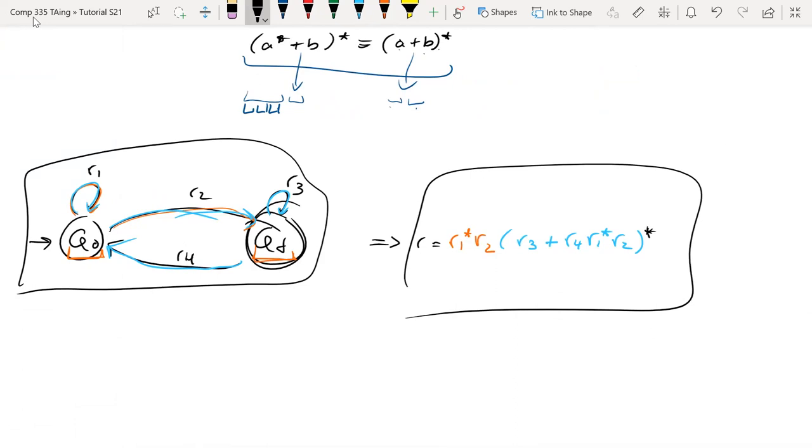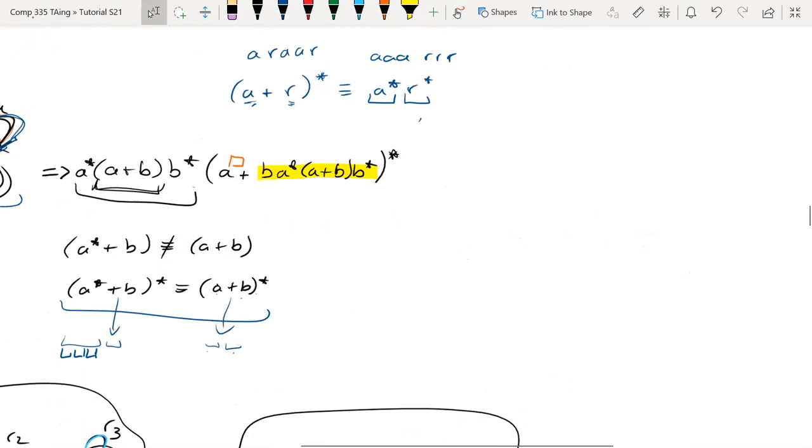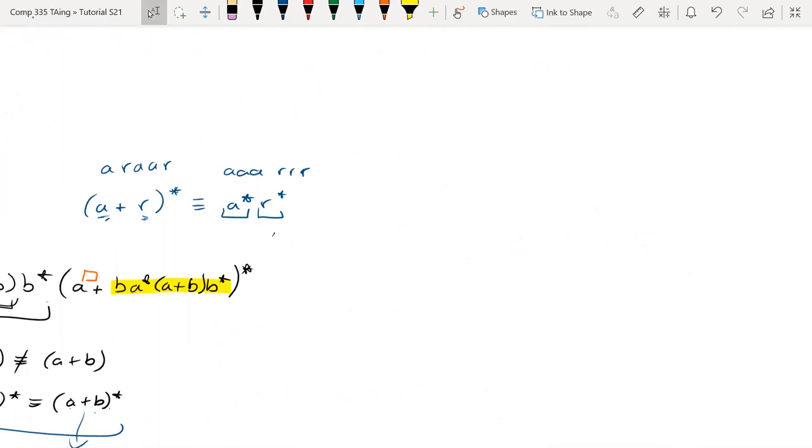Would A star, (A or B), B star... Did I answer that? That has to do with, now you're concatenating inside. Let me just think about it. So I'm saying you have A or R, where R is a regular expression, and you have a star. Now you're asking, is this equivalent to A star R, and then is there a star? Yes. Let me think about it.